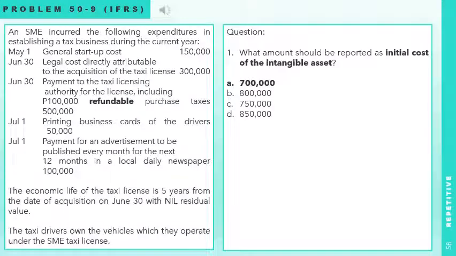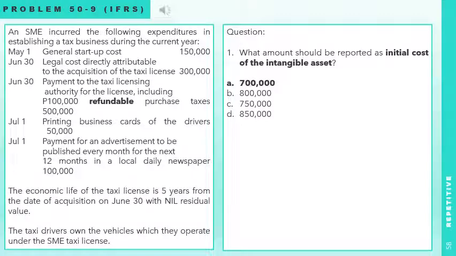For problem 50-9, an SME incurred the following expenditures in establishing a taxi business during the current year. On May 1, general startup cost of 150,000. On June 30, legal cost directly attributable to the acquisition of the taxi license amounting to 300,000. Also on June 30, payment to the taxi licensing authority for the license, including 100,000 pesos refundable purchase taxes, amounting to 500,000. On July 1, printing business cards of the drivers amounting to 15,000.